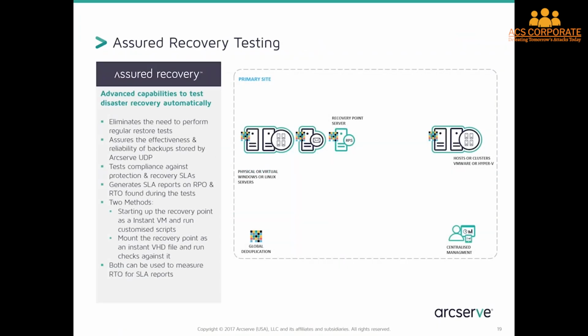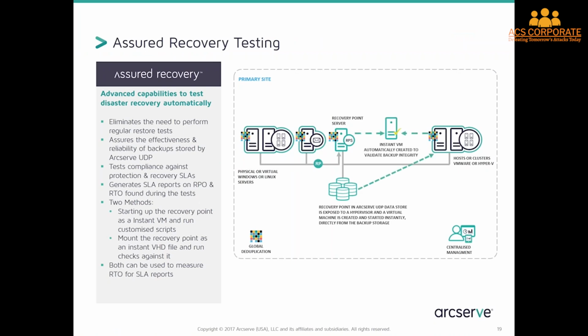Lastly, let's take a look at the assured recovery testing. Again, this is a really beneficial feature because what we can do is, after we've done our backup into the recovery point server, we can stand up that recovery point as a VM or as a virtual disk and attach it to another machine and perform checks on it. We have the ability to run custom scripts, so we can check if services are running, we can do checks on data, if particular folders or files are there, and so on. And the results of these can be plugged into and available within our SLA reports.